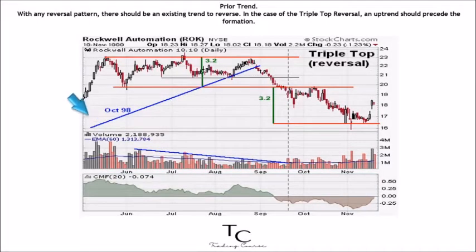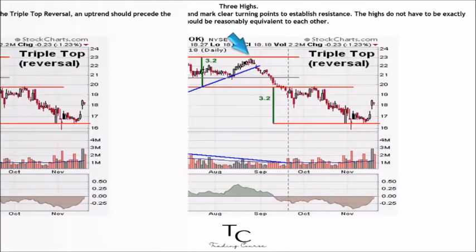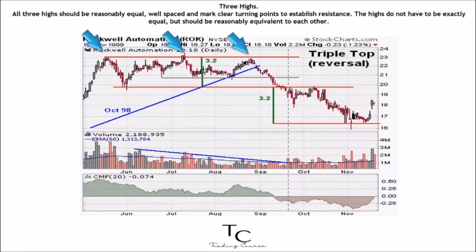Prior trend. With any reversal pattern, there should be an existing trend to reverse. In the case of the triple top reversal, an uptrend should precede the formation. 3 highs. All 3 highs should be reasonably equal, well-spaced and mark clear turning points to establish resistance.